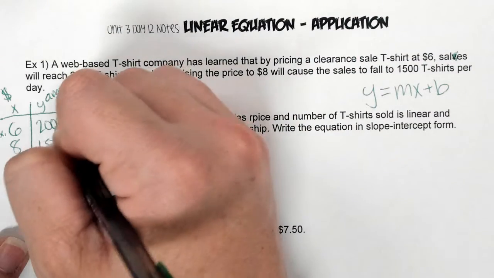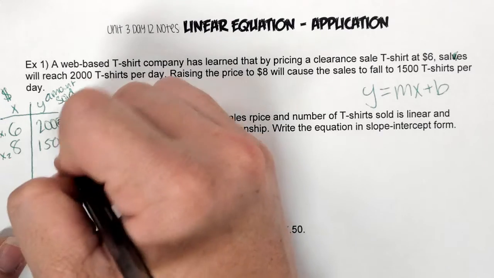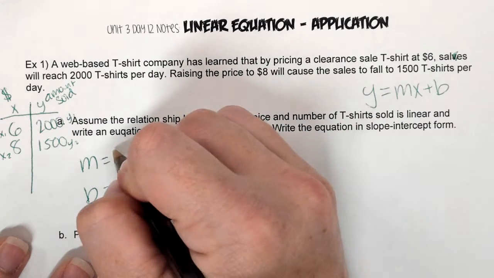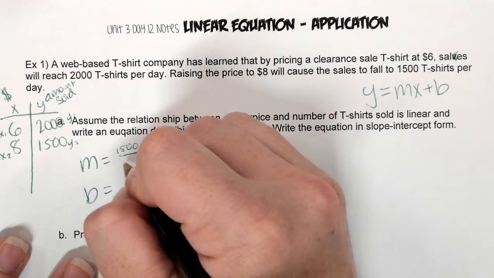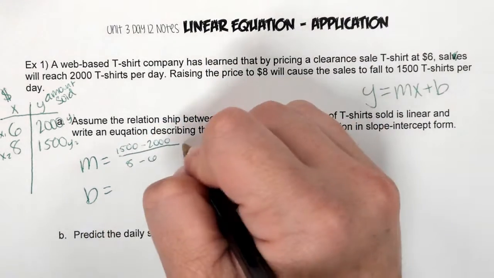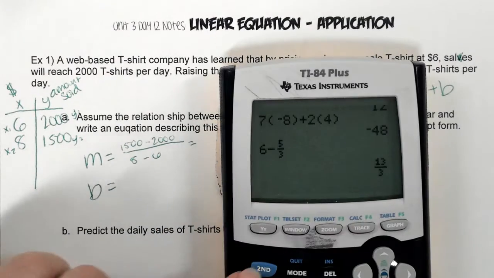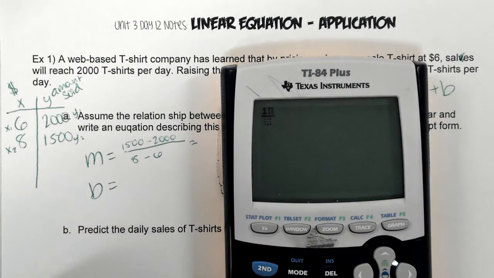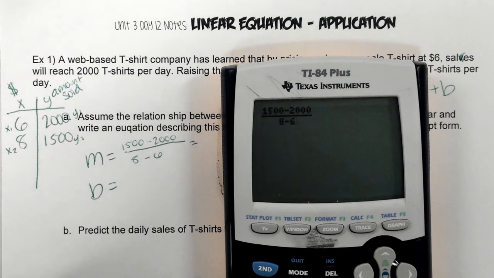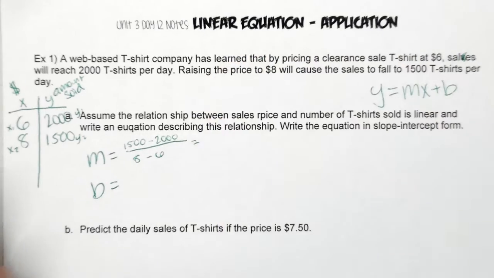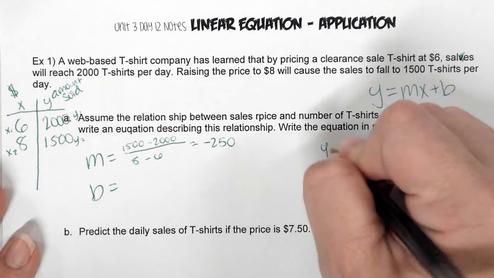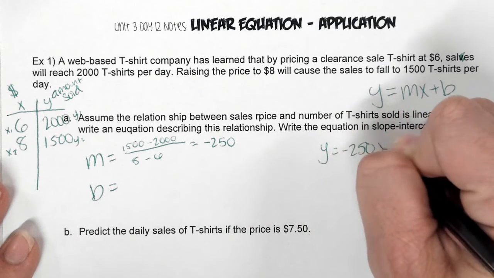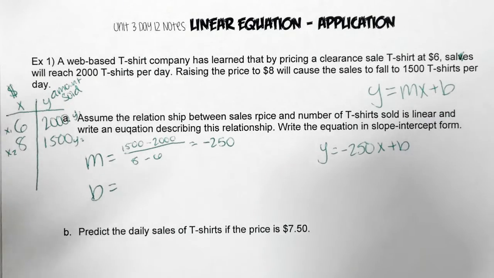This is my x1, y1, x2, y2. So I know 1,500 minus 2,000 over 8 minus 6 equals, again, use your calculator. And that gives me negative 250 for my slope. So I know my slope. I know y equals negative 250 x plus b. I still don't know b.